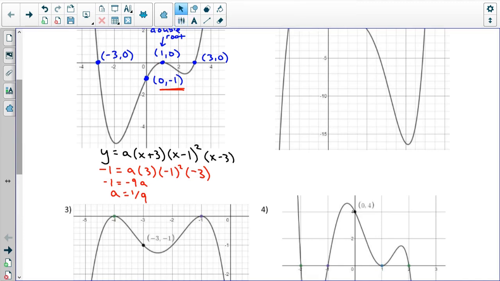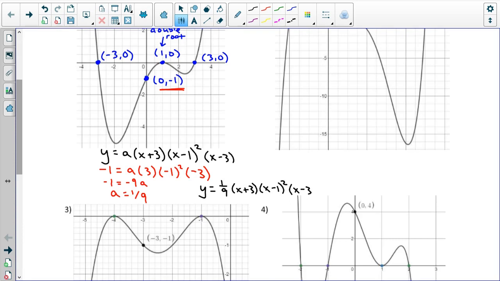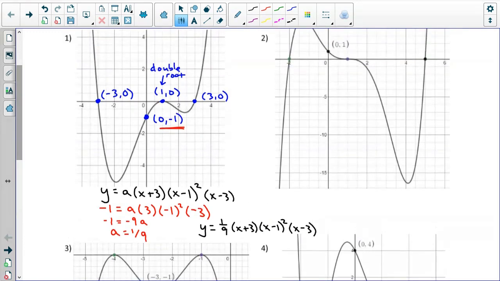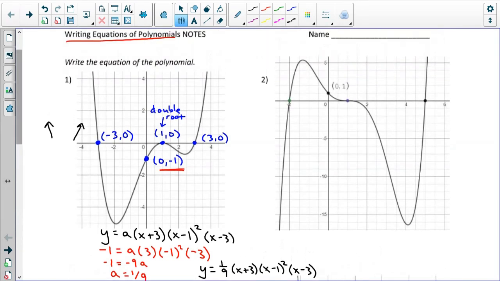And then I can write my final answer. My final answer for this problem is going to be y equals 1/9 (x plus 3)(x minus 1) squared (x minus 3). Notice that the leading coefficient is positive and it is a fourth degree polynomial, which makes sense because the end behavior goes up in both directions like that.